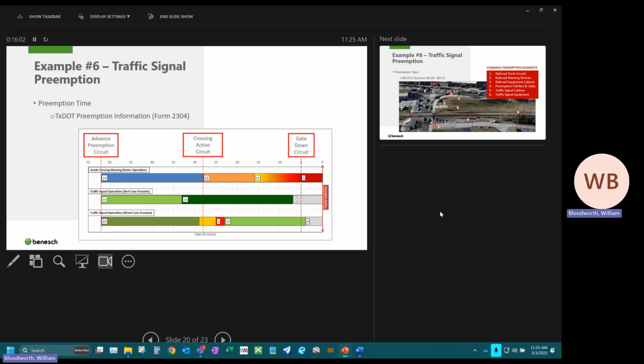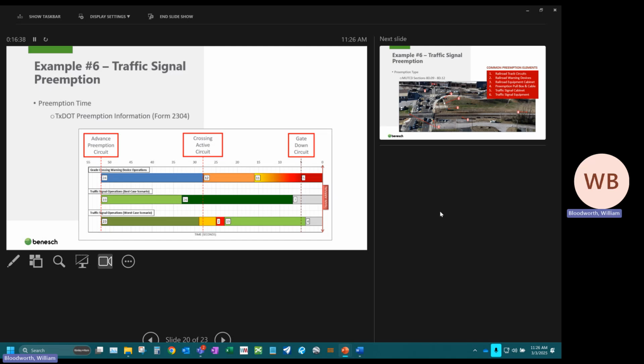So on the top line, you'll see railroad equipment operation, the orange indicating when the flashing lights start flashing, and then it transitions into red to show the gate arm descending. While that's happening, on the bottom, you'll see the worst case scenario. So this is the scenario that the traffic signal takes the longest time to respond based on which phase it's currently in. So you'll see that it terminates all the existing phases from green, yellow to red, and then it provides a track clearance green with enough time for any vehicle that's queued onto the tracks to clear the tracks.